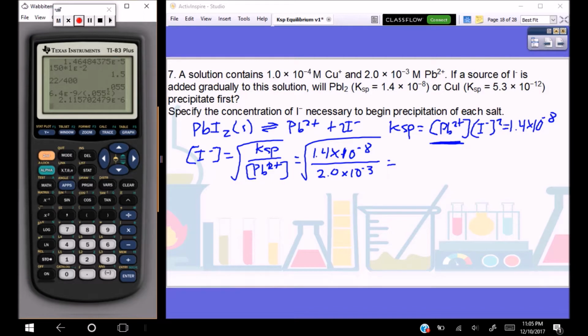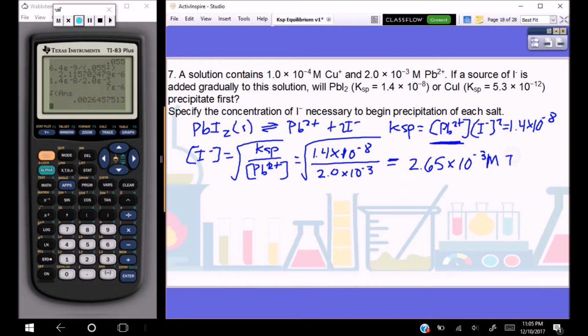Okay, so 1.4 e to the negative 8th divided by 2.0 e to the negative third, and I get 7 e to the negative 6, and I want to square root that. Okay, so I get an I minus concentration of 2.65 times 10 to the negative third. All right, 10 to the negative third molar I minus. All right, so that's one.